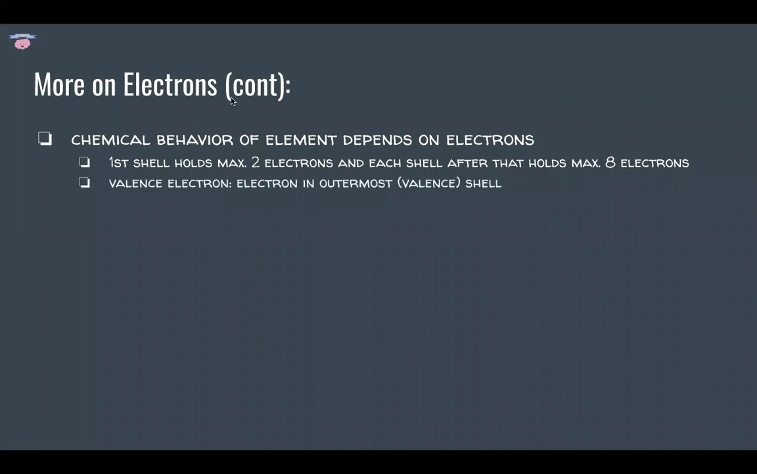Anyway, a valence electron is an electron in the valence shell, and the valence shell is the outermost shell. So in hydrogen and helium, the valence shell is just the first shell. But after that, it becomes the second shell or the third shell, whichever is the outermost. Chemical reactions take place so that each atom can fill its valence shell. Filling the valence shell makes the atom stable.